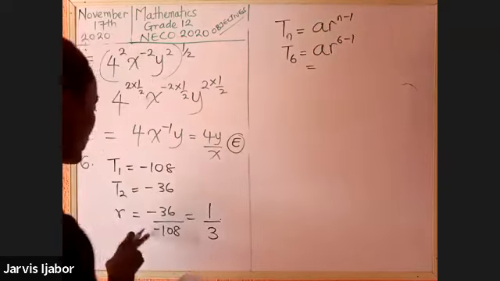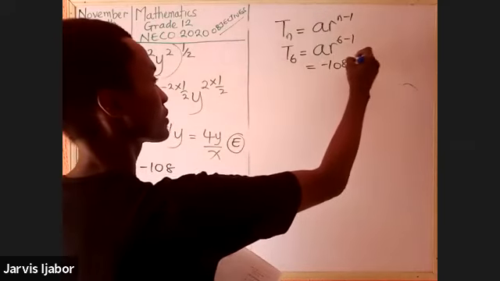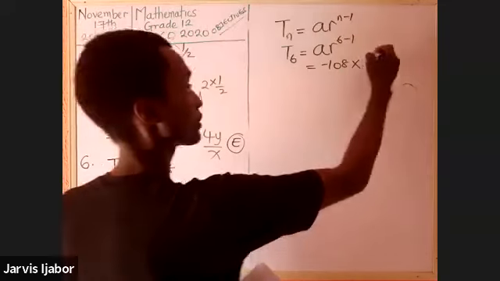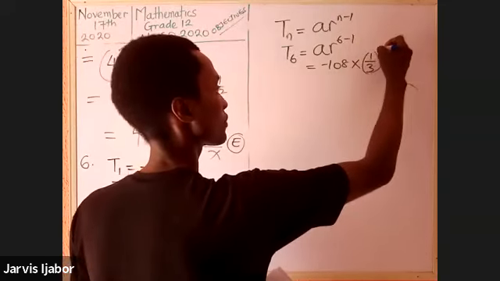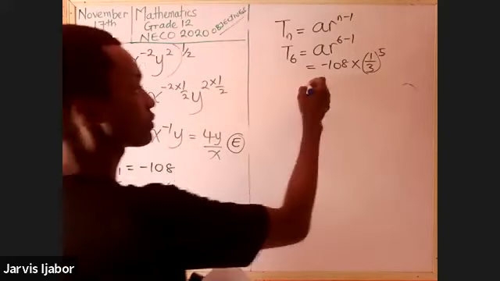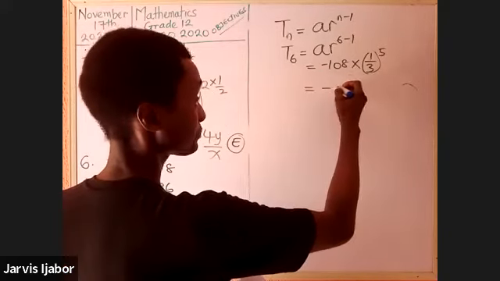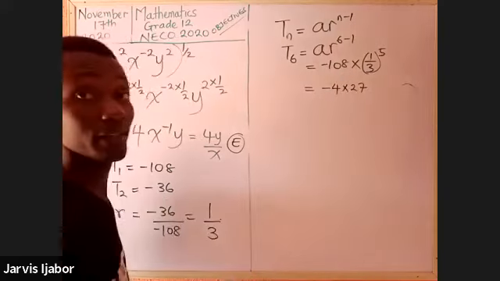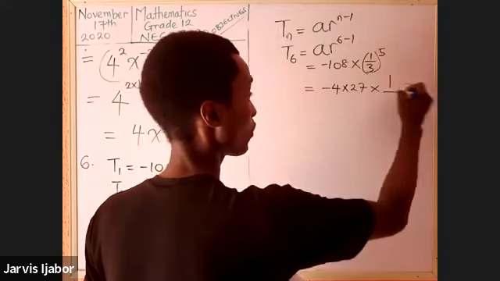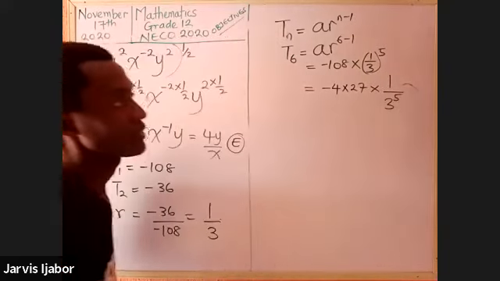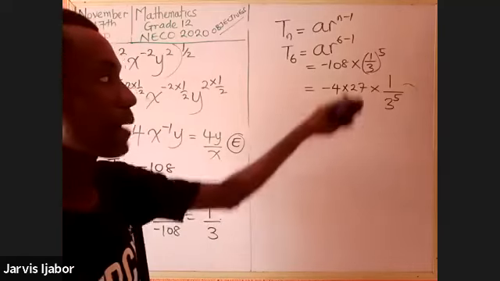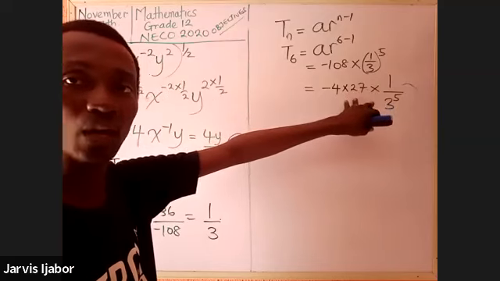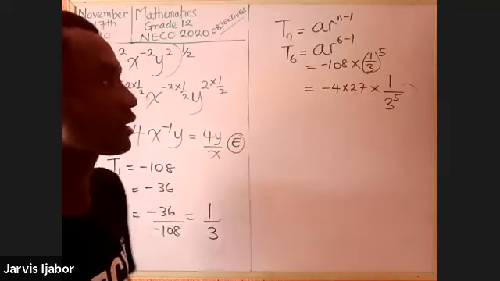What is the first term in this setup? Negative 1/8 times. What is the common ratio? 1/3. All raised to the power of what? 5. So this will give you negative 4 times 27. I want to break this so I can see clearly. And this will be times 1 over 3 raised to the power of 5. Now, notice my approach here. I'm breaking this out because I'm working with a model that I will not use a calculator. So I need to break it out to see clearly what I'm doing.